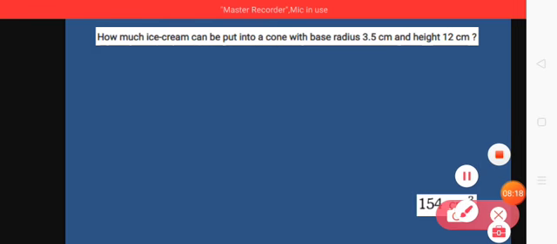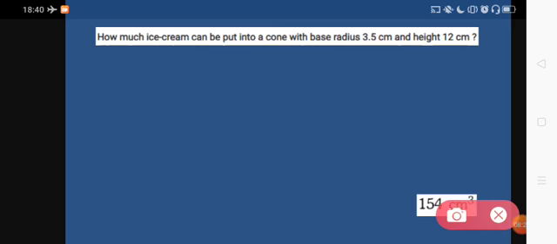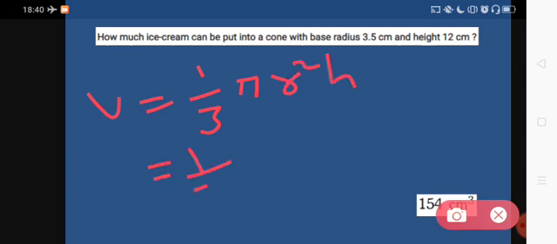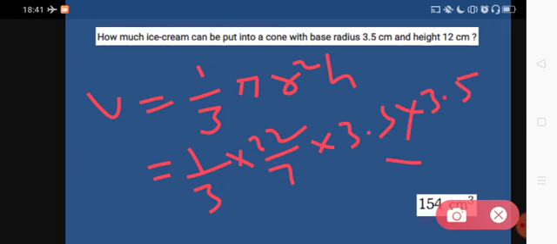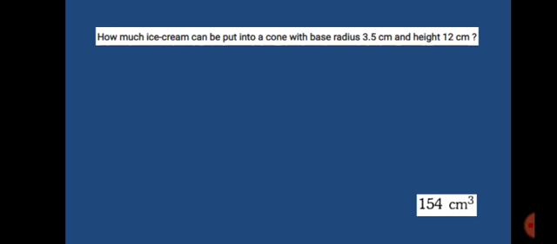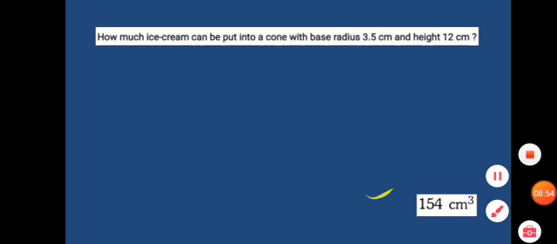There are formulas. How much ice cream can be put? We have to find the volume. Volume of cone is 1/3 pi r square h. We will put the values: 1/3, pi is equal to 22/7, r is given 3.5, and height will be 12. Now we will calculate. We will find 154 cube centimeter. You can calculate, you will find this.